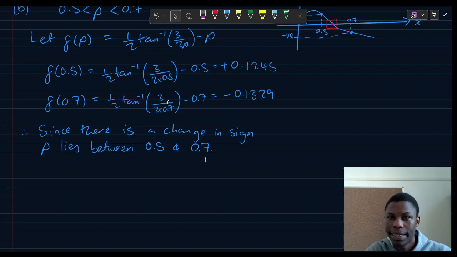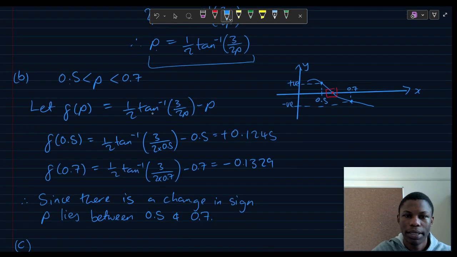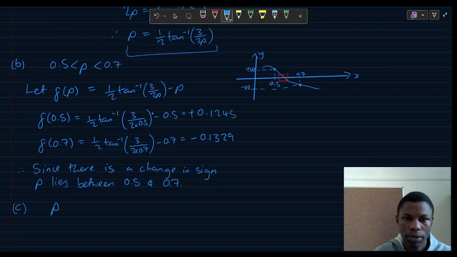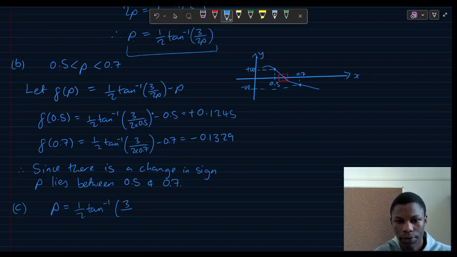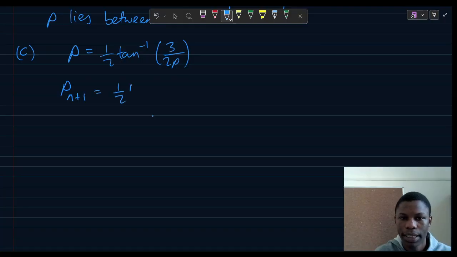Now, part C says use an iterative formula based on the equation in part A to calculate p correct to 3 decimal places. Give the result of each iteration to 5 decimal places. Okay. So the equation we had in part A was that p is equal to half arctan of 3 over 2p, and we're using this as our iterative formula. So we can just rewrite this as Pn plus 1 is equal to half arctan of 3 over 2Pn.